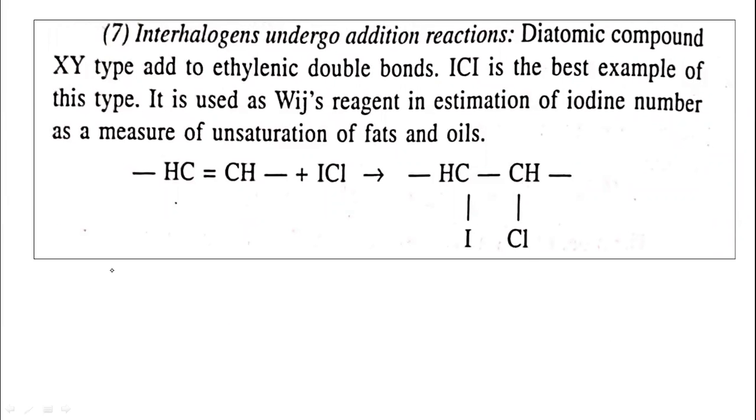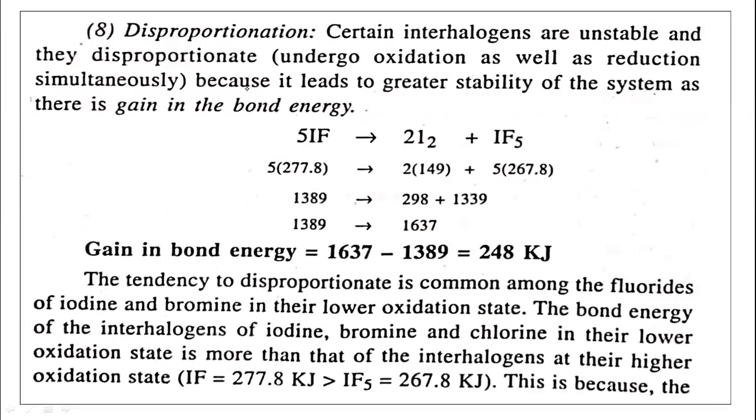Now the seventh property: interhalogens undergo addition reactions. As interhalogens are reactive, they can show some organic reactions. Generally, XY type interhalogen compounds add across the ethylenic double bond.